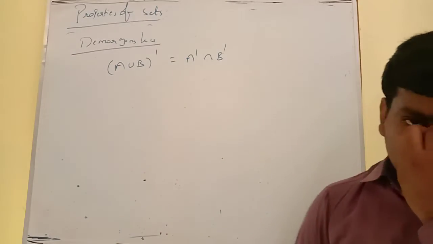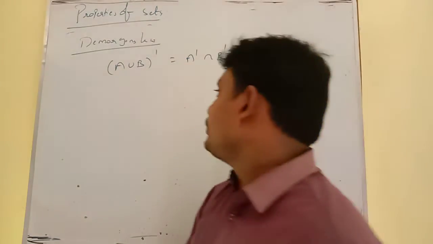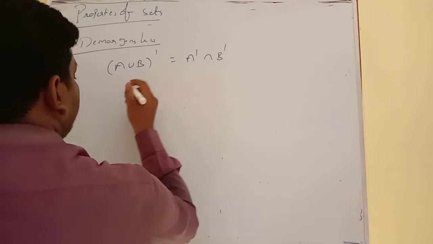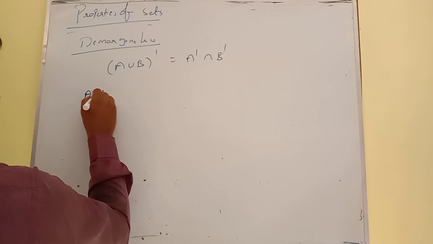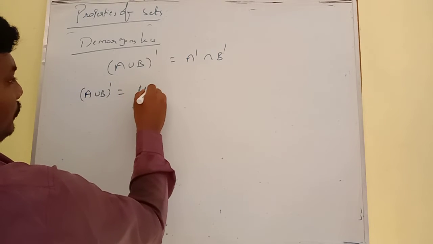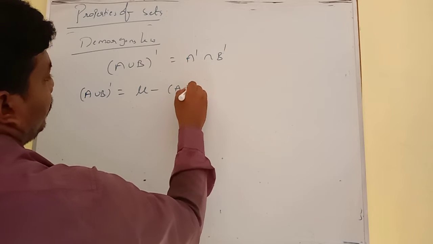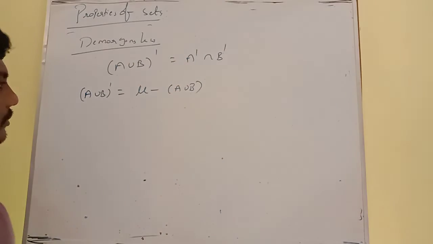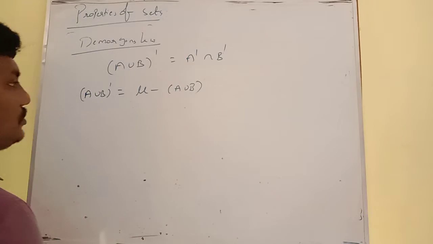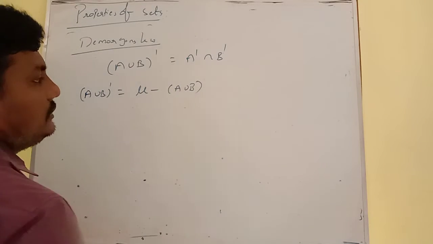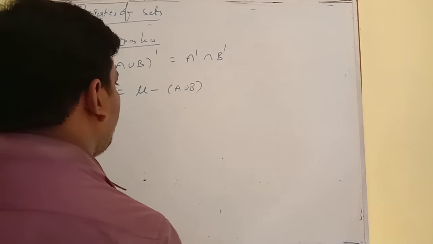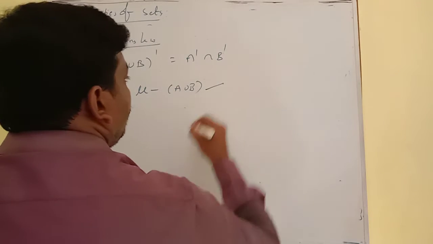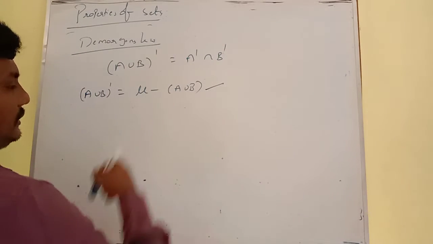We know how to find A union B. First, A union B whole dash is nothing but mu minus A union B. If x belongs to A union B whole dash, that is equal to x belongs to mu minus A union B. Like this we have to consider.